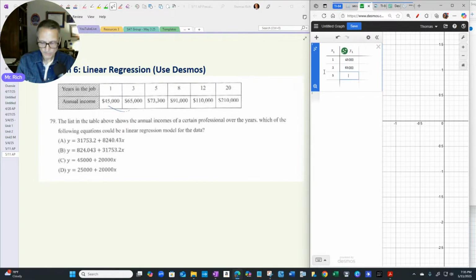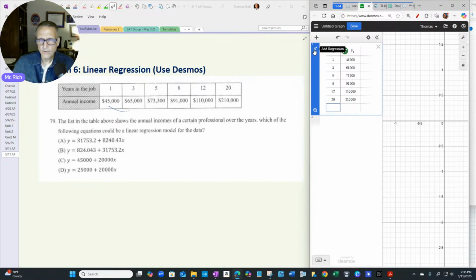And so that allows me to go pretty fast to type things in. And of course, I'm going to check this at the very end to make sure that I didn't make any errors. All right, so I'll double check this. 1358, 1220, that looks good. 45, 65, 73, 3, 91, 110, 210 looks good.